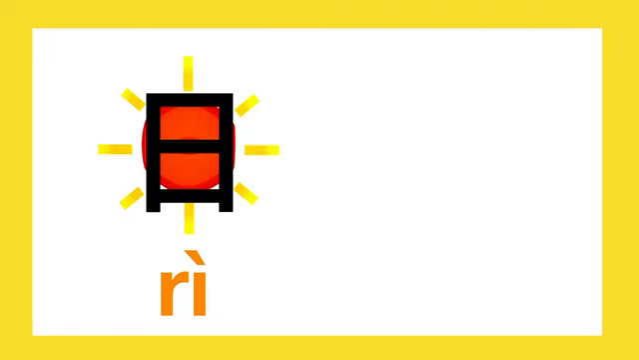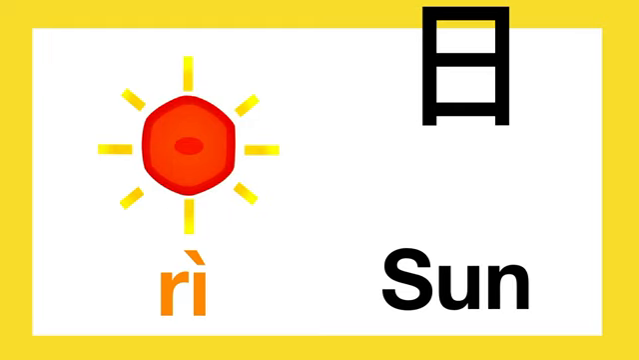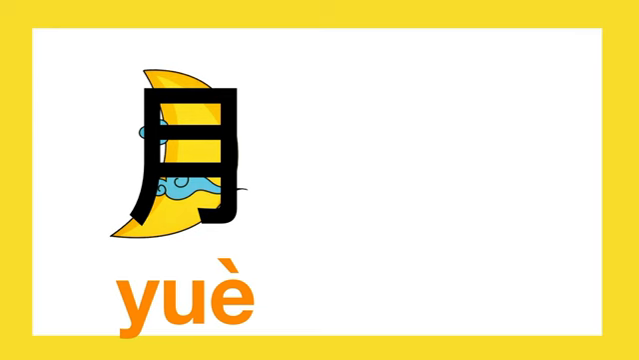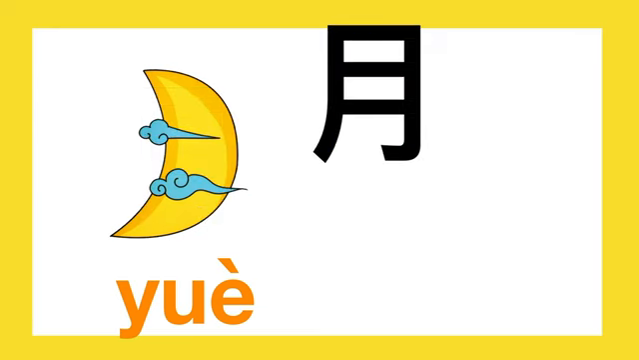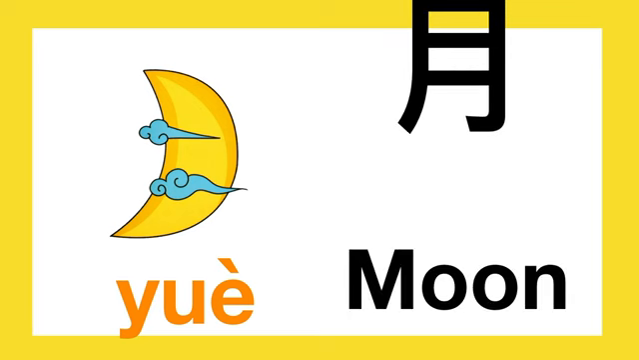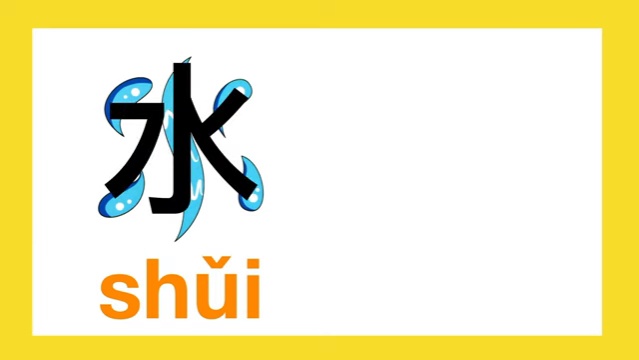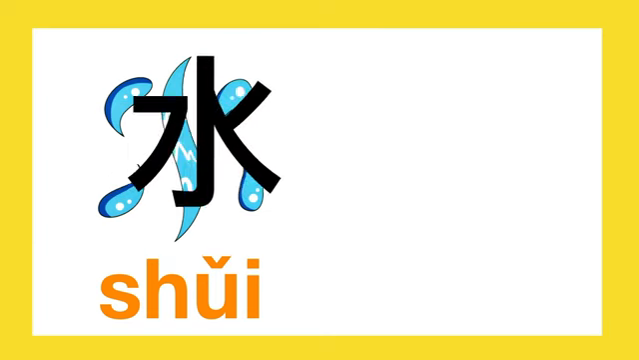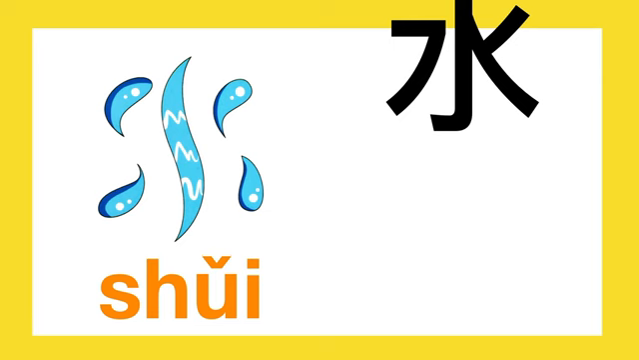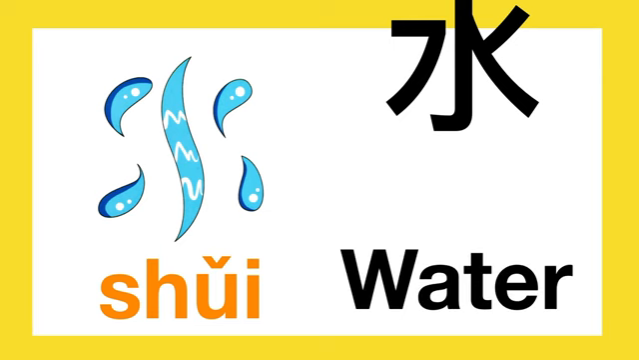日. This is the character for the sun. 月. This is the character for the moon. 水. The character 水 looks like a river. It means water.